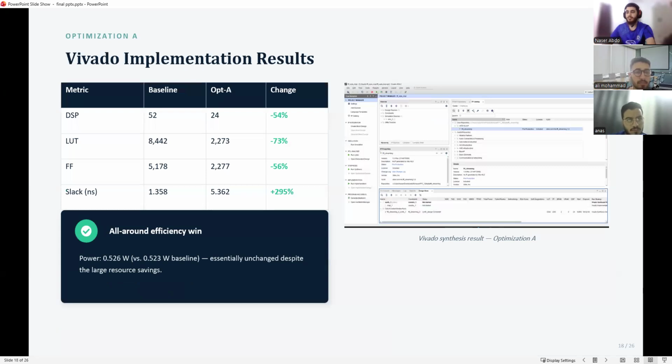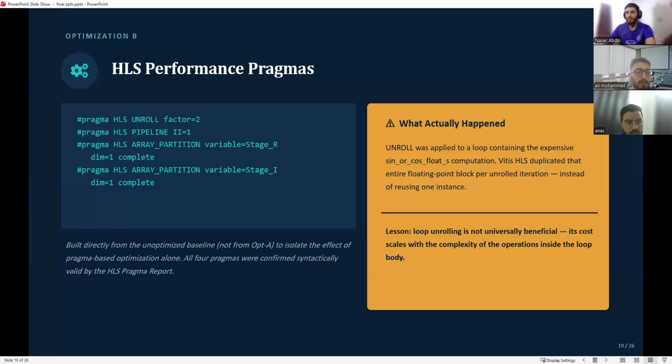Next, please. Our second optimization uses HLS performance pragmas. These are compiler directives that help Vitis HLS optimize loops and hardware execution automatically. The purpose is to increase parallelism, reduce latency, and improve throughput. And now my teammate Anas will take it from here.